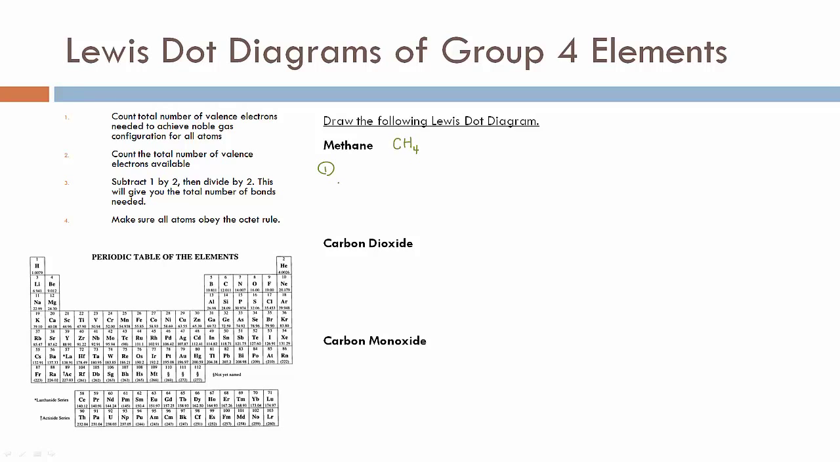Step 1 is to count the total number of valence electrons needed to achieve noble gas configuration for all atoms. To achieve noble gas configuration, carbon would need 8 valence electrons. Whereas for hydrogen, because hydrogen wants to look like helium, it needs a total of 2 valence electrons. And because there are 4 hydrogens, you multiply that 2 by 4. You get 16.